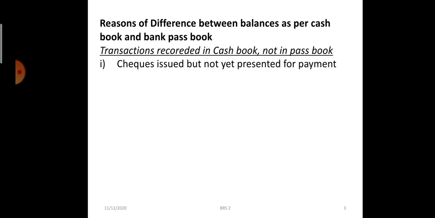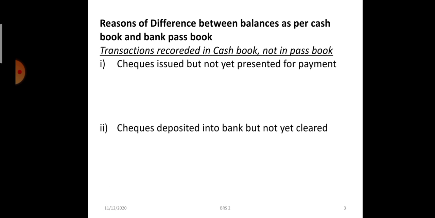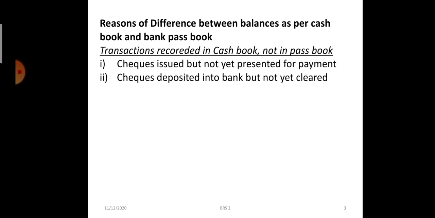Transactions recorded in cash book but not in passbook. First one is check issued but not presented for payment. Check issued was recorded on the credit side of cash book, amount was deducted. Payment was done, we had recorded it, but since it was not presented in the bank, it is not recorded in passbook. That leads to the difference in cash book and passbook balance. Similarly, check deposited into bank. We received a check and that check was sent to the bank, but it was not cleared. That will lead to the cash book and passbook difference.